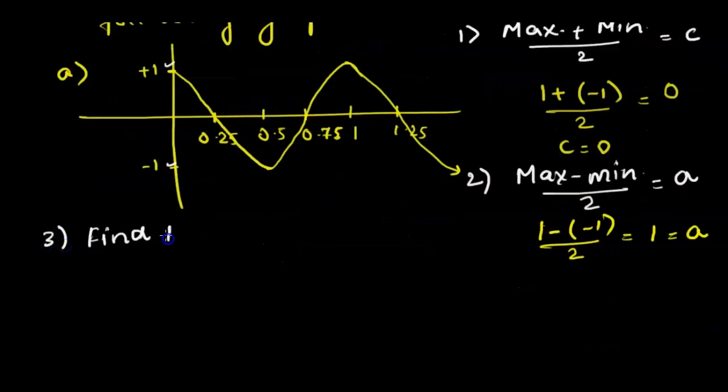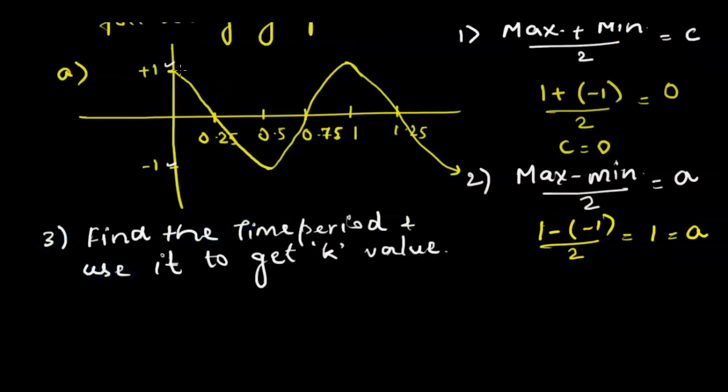The third step is to find the time period from the graph and use it to get the k value. How do we get the time period? We pick any one point as a start point. Let's say this is the start point, and now we see where that point occurs again. And we notice that point occurs here again. If we pick this as the start point, then it would occur again at this point. The best way to get the time period is that the x distance between 2 maxes or between 2 mins is going to give us the time period.